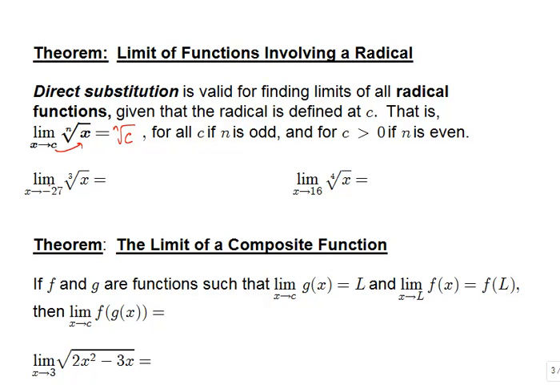So for example, the limit of the cube root of x, as x goes to negative 27, I can plug that in. It's okay to take an odd root of a negative, that does exist. The cube root of negative 27 would just be negative 3. So there's my limit. And then if I want the limit of the fourth root of x, I can plug in 16 for that x, and the fourth root of 16 does exist and is just 2.